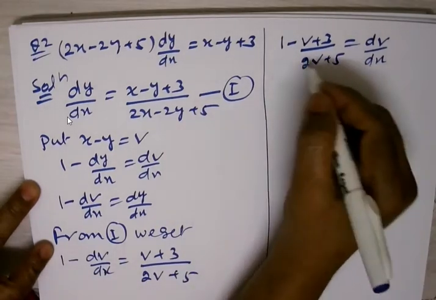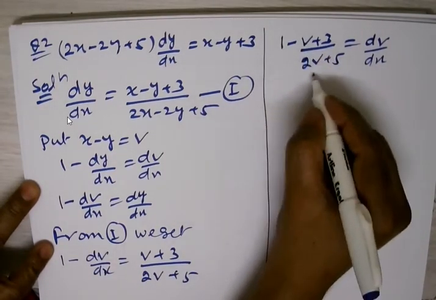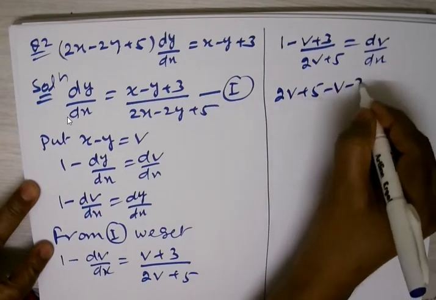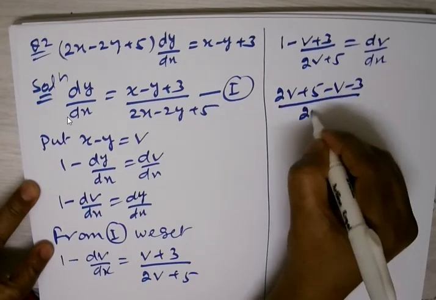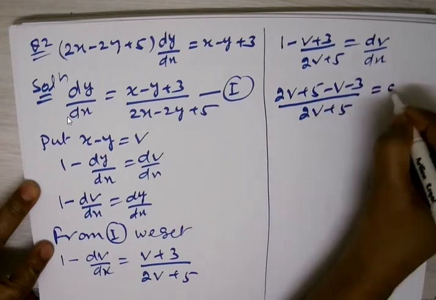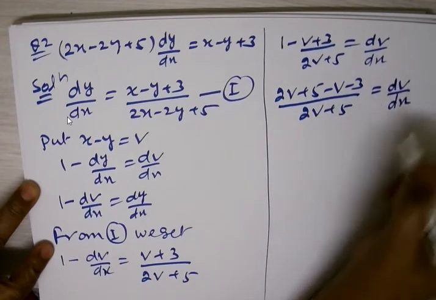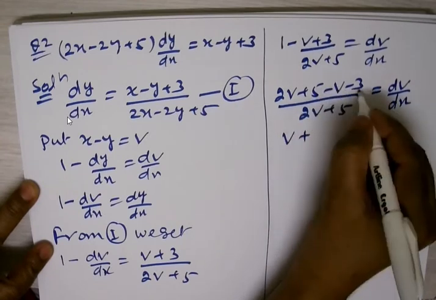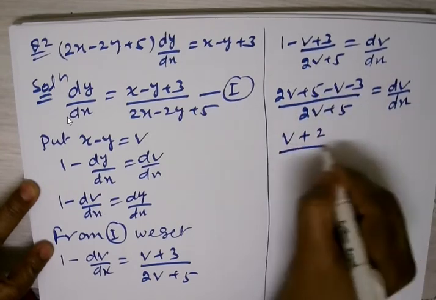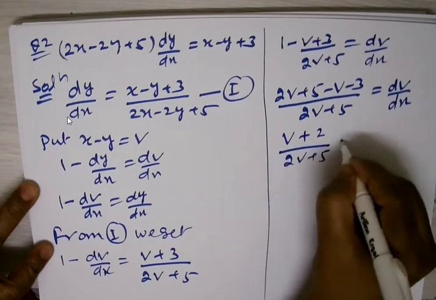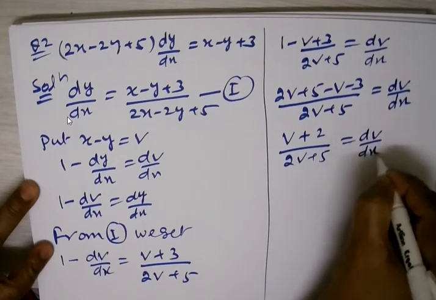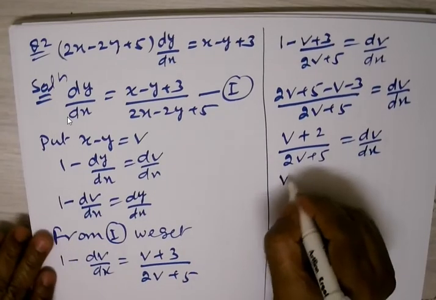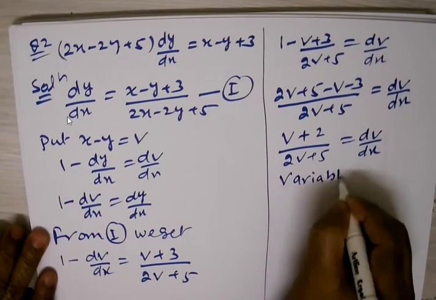So we get like that one, and then now use cross multiplication. So this will come as 2v plus 5 minus v minus 3 divided by 2v plus 5 is equal to dv divided by dx. Now simplify. 2v minus v means v plus 5 minus 3 means 2 divided by 2v plus 5 is equal to dv divided by dx. So now we want to solve it by using variable separable method. So can I write variable separable method?